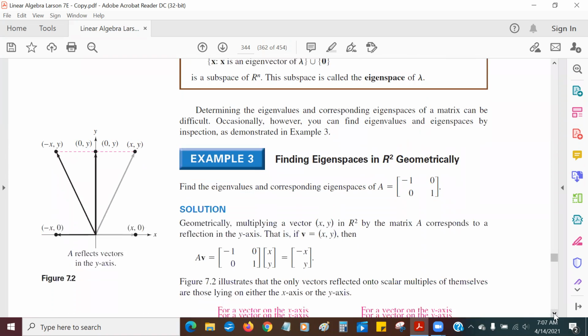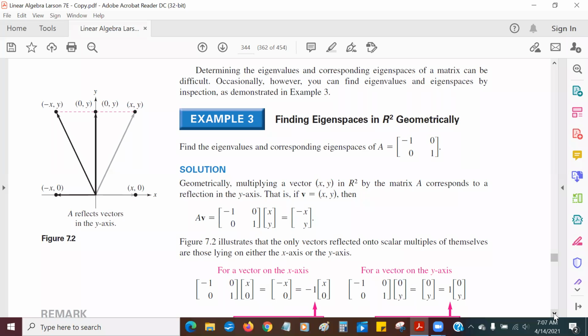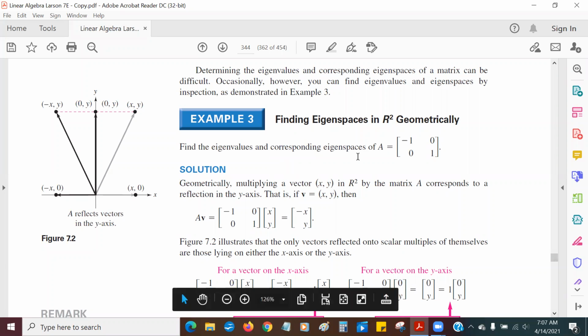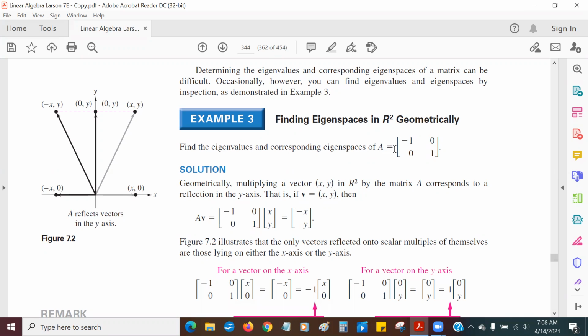In this example, we're looking at the eigenvalues that correspond to the eigenspaces of A, which is -1, 0, 0, 1. Now, what does this matrix do? This is basically the identity matrix with a -1 up on top over here. Well, what that does is that it turns, well, you can see it right here.